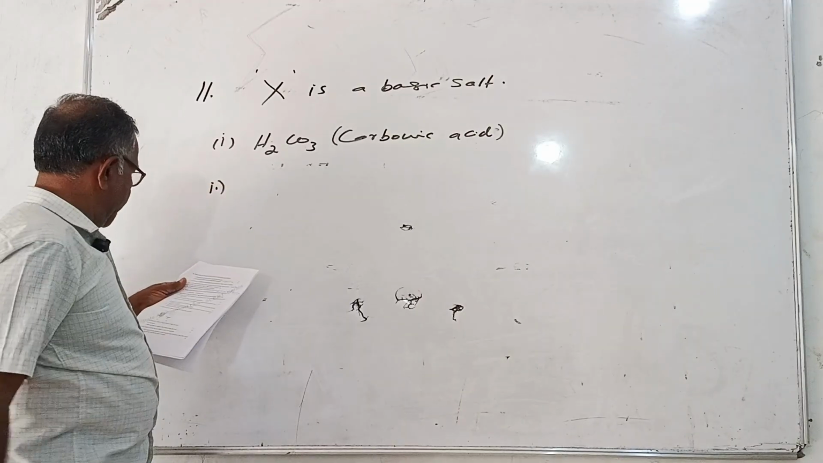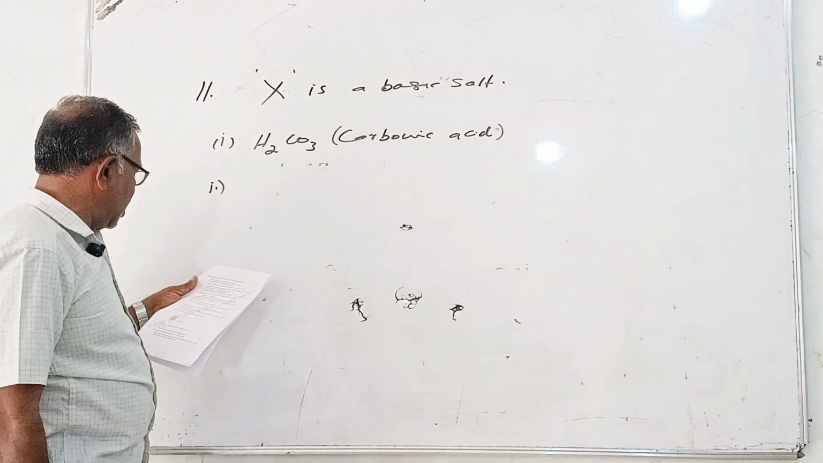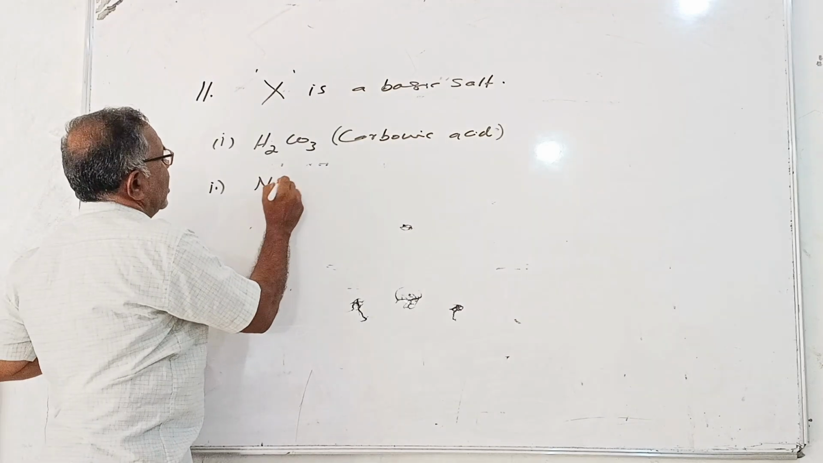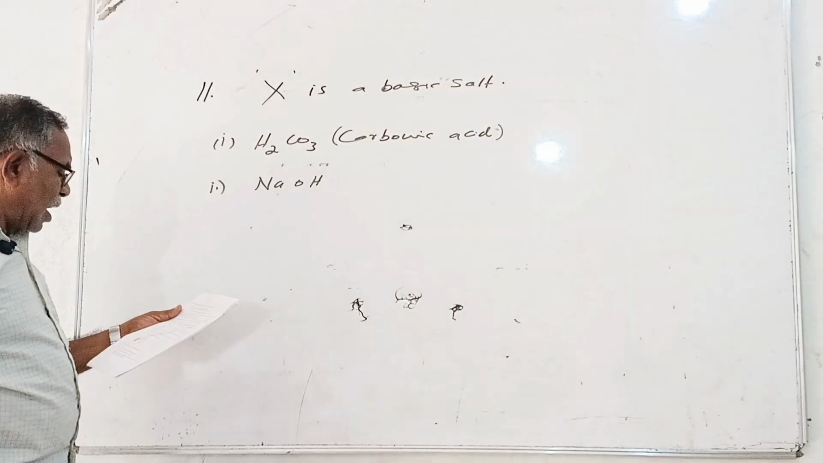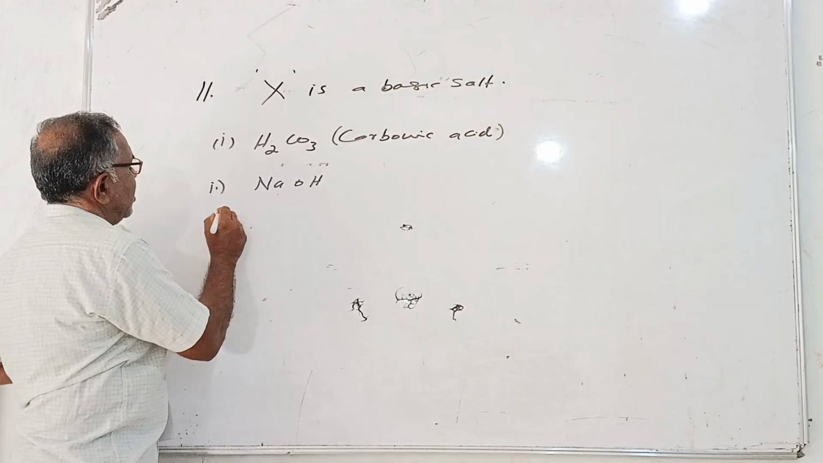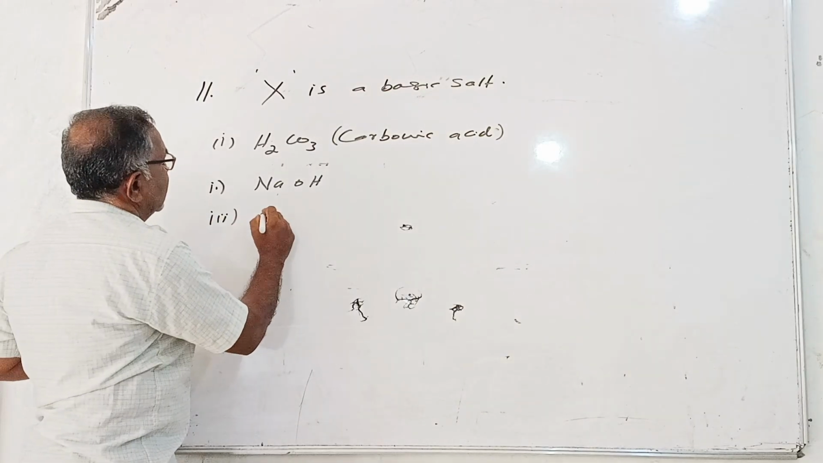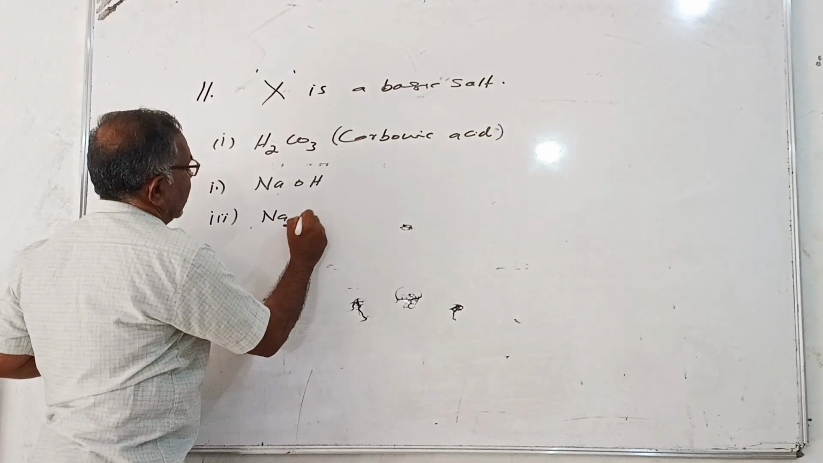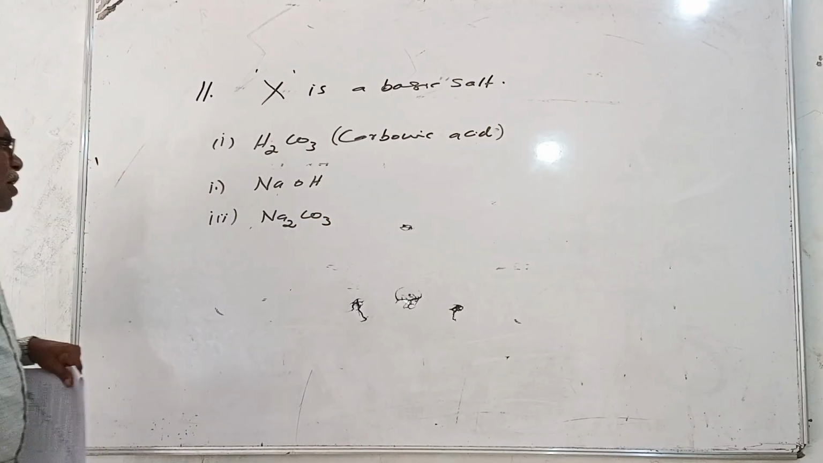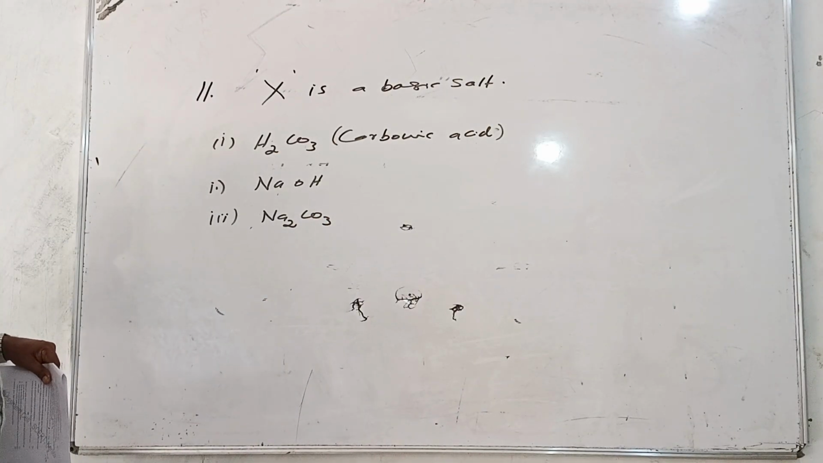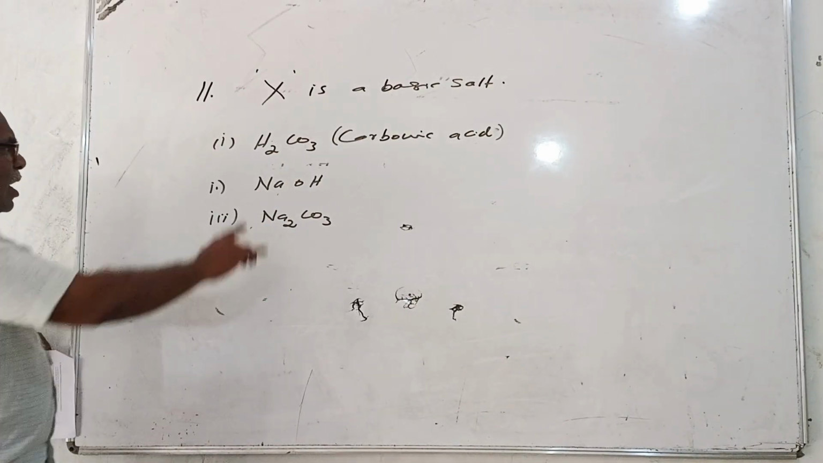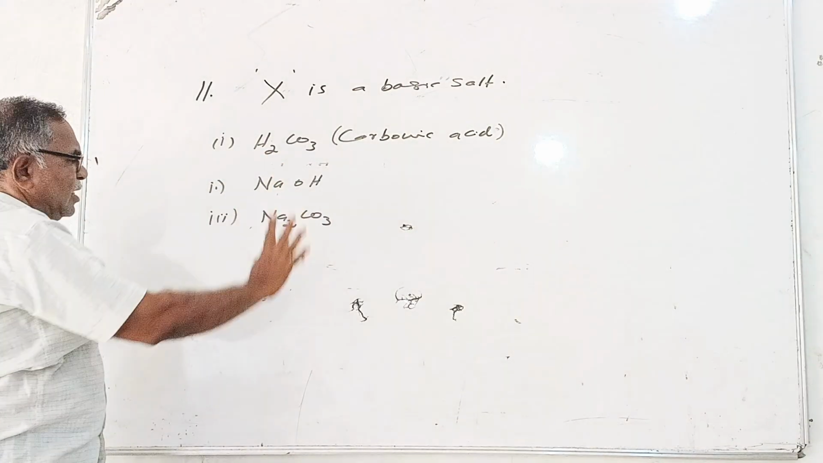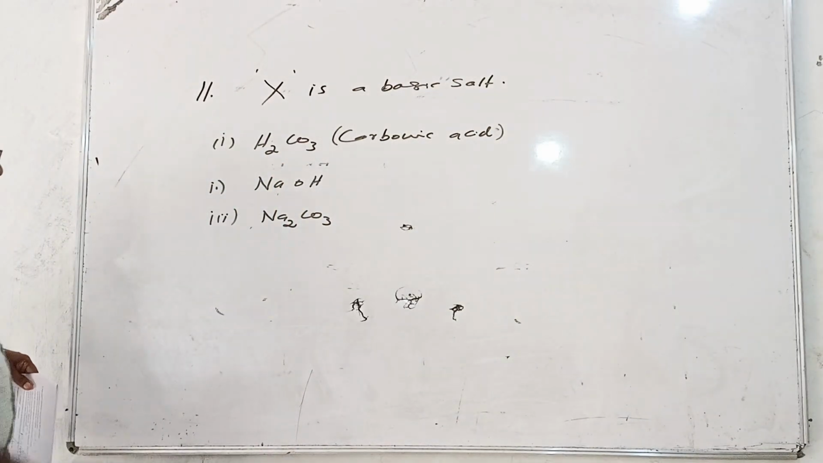Question 2. The base formed by the chloroalkali process is sodium hydroxide, NaOH. Identify the salt X and write its chemical formula. The salt is Na2CO3. When sodium hydroxide reacts with carbonic acid, we get sodium carbonate. The acid is carbonic acid, the base is sodium hydroxide, the salt is Na2CO3.